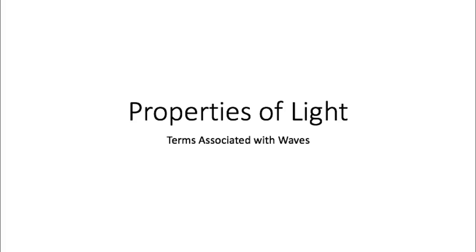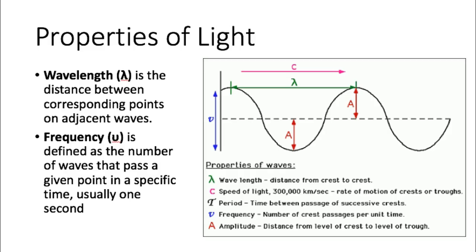Hi, this screencast is about properties of light and some terms that are associated with waves. So some terms you need to be familiar with are wavelength and frequency. Wavelength is shown with the symbol lambda, which is right here, and that is the distance between corresponding points on adjacent waves. So if we look at our diagram from crest to crest, that is the wavelength.